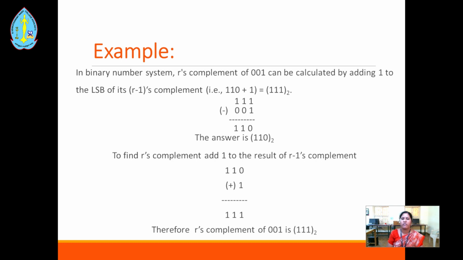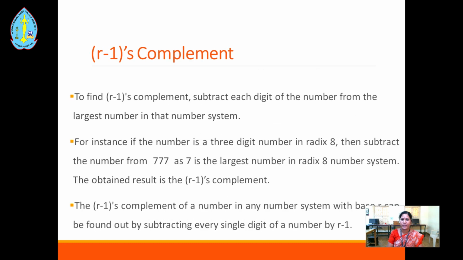Finally, we will see it at a glance. The r minus 1's complement is obtained by subtracting each digit of the number from the largest digit in that number system. For example, if it is a base 8 number, we subtract from 7. If it is base 10, we subtract from 9. If it is a binary number, we subtract from 1. Here r is the base of the number, also called the radix. So we subtract each digit from radix minus 1.